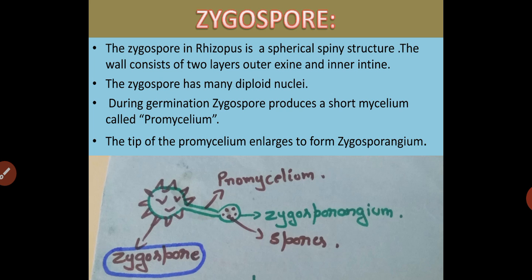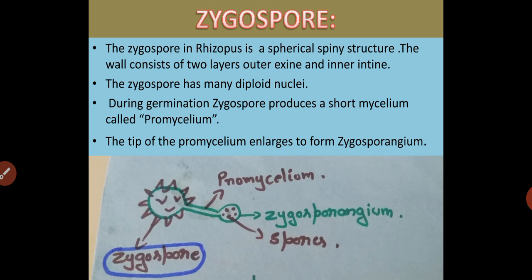Zygospore. The zygospore in Rhizopus is usually spherical in structure with spiny outgrowths. The wall of the zygospore is differentiated into two regions, the outer exine and the inner intine. The zygospore has many diploid nuclei in it. During germination, the zygospore produces a short mycelium called the promycelium. The tip of the promycelium starts to enlarge and forms a structure called the zygosporangium.